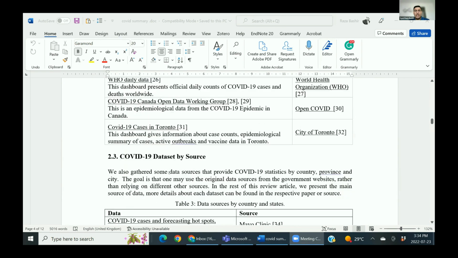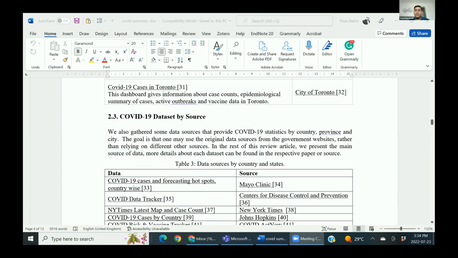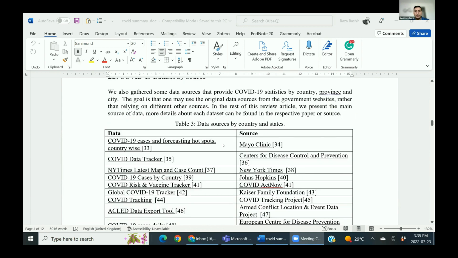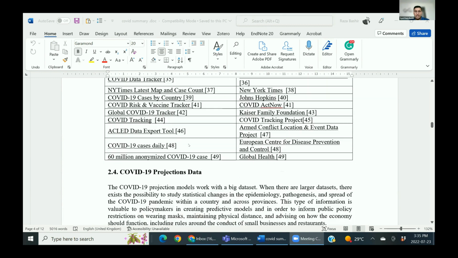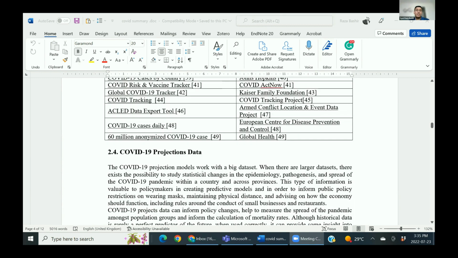And then we have the COVID-19 data set by source, directly from different clinics. Here, this data set is from Mayo Clinic, Center for Disease Control and Prevention, New York Times, John Hopkins, COVID Active 19. So this is from data set by source. This is the third category. The fourth one is projections data. These are models that work with a big data set. So this is for projections data.